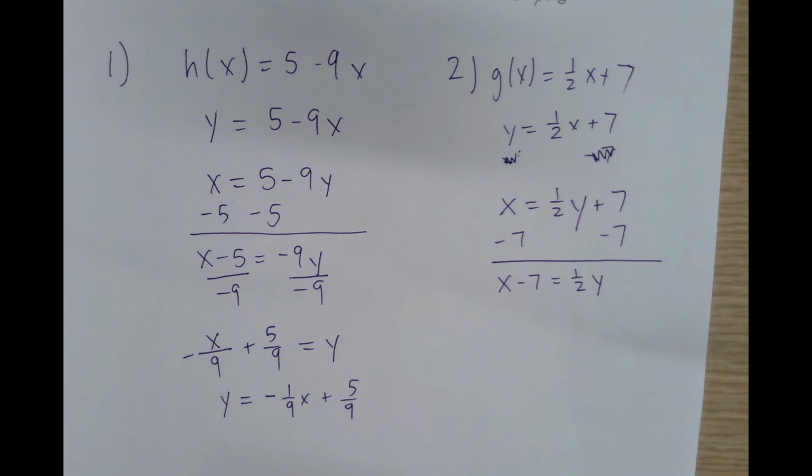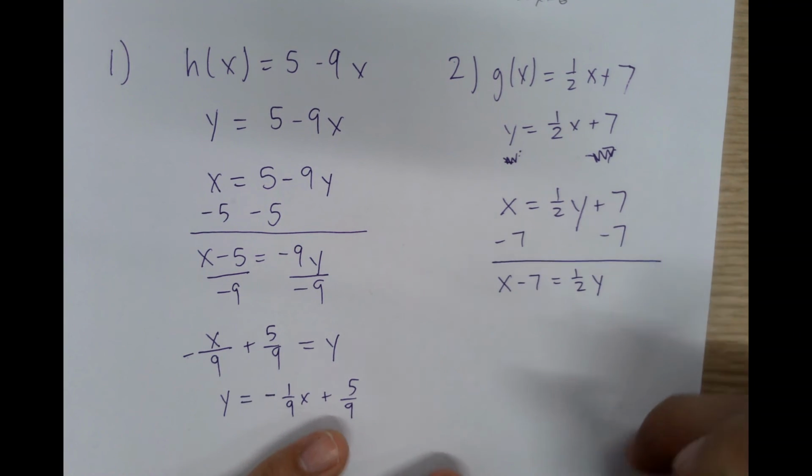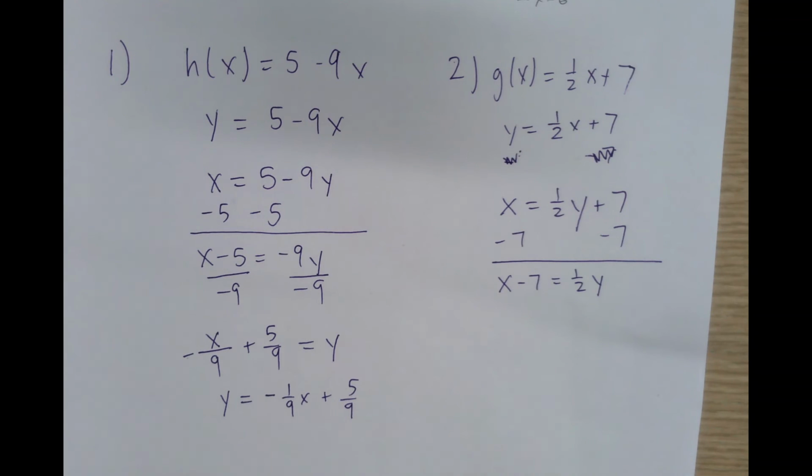Alright, then what's our last step here? Noah? Divide by 1/2 on both sides. Okay, divide by 1/2. And what's another way of writing divided by 1/2? Multiply by 2. Right, you can multiply by 2. Dividing by 1/2, you could just say multiply by 2.